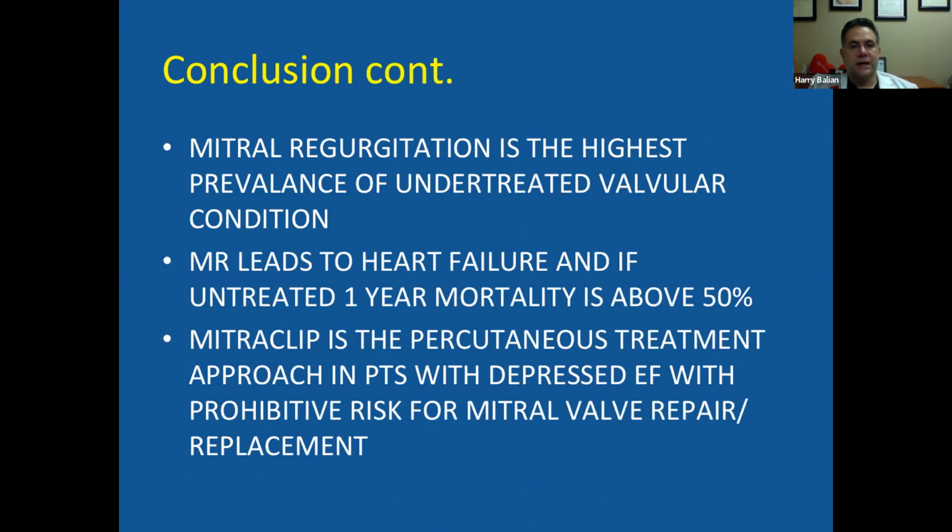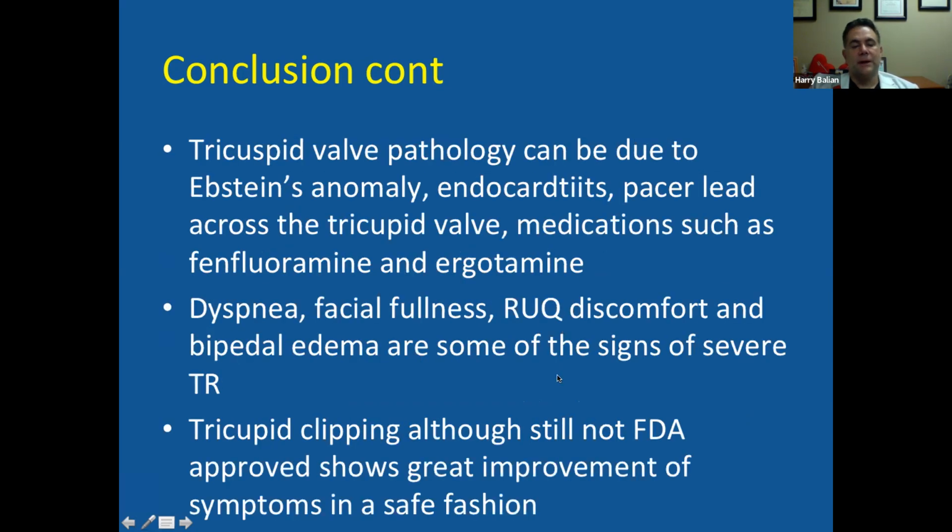Mitral regurgitation is the highest prevalence undertreated valvular condition. It leads to heart failure, and if untreated, 1-year mortality is about 50%. MitraClip is the percutaneous treatment approach in patients with depressed EF, prohibitive risk for mitral valve repair and replacement.